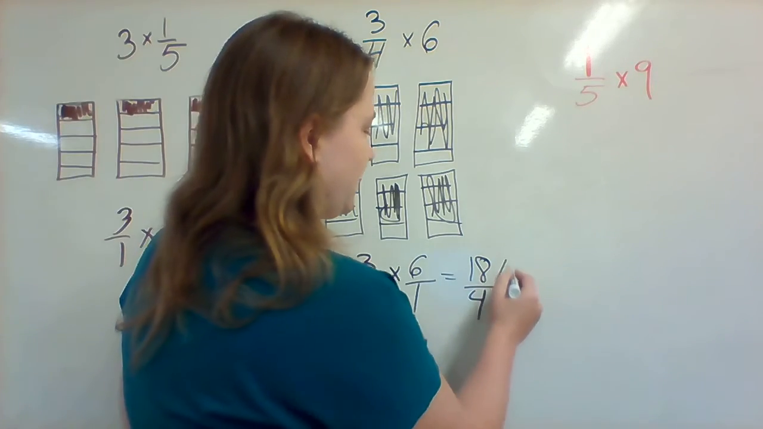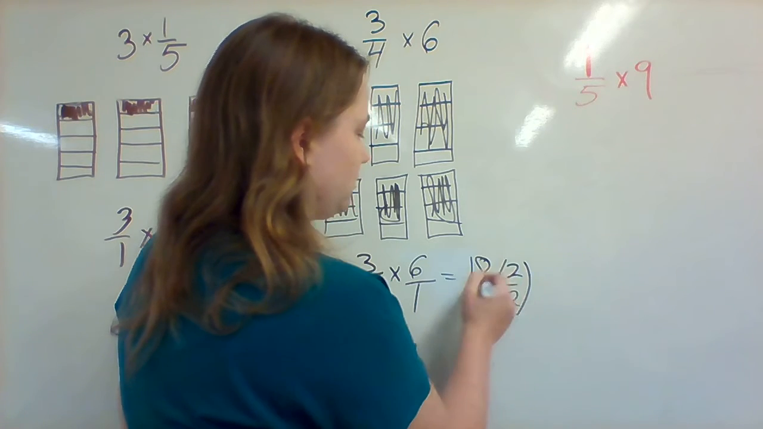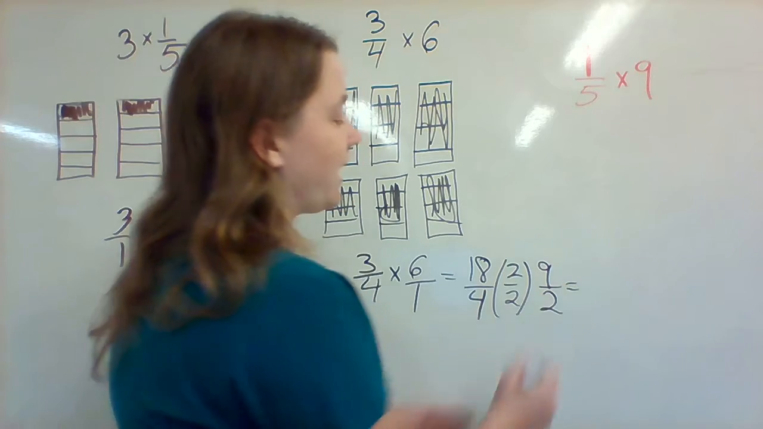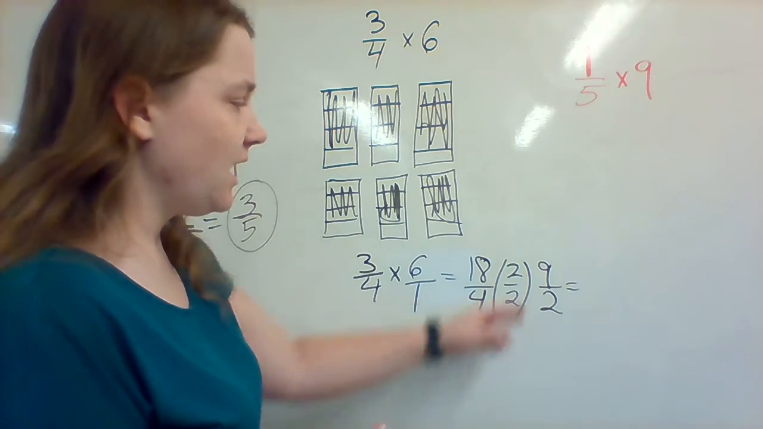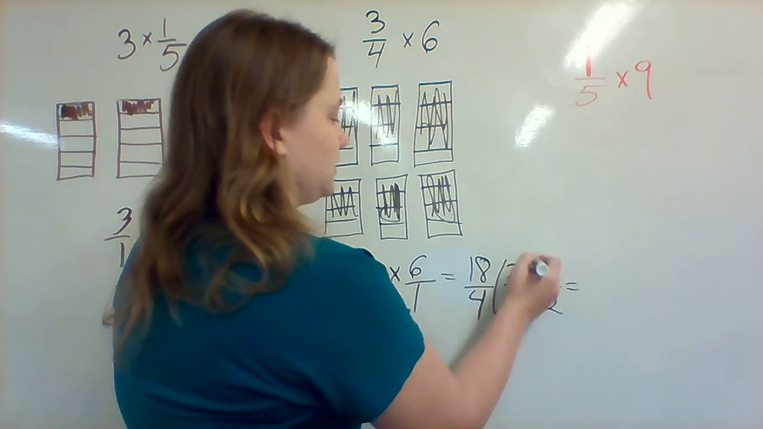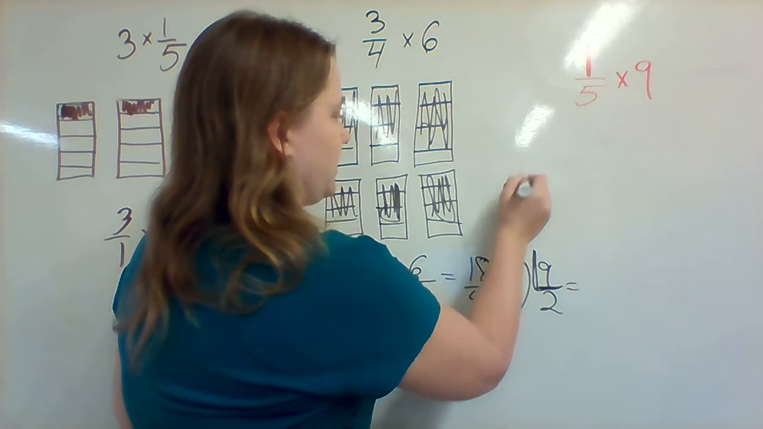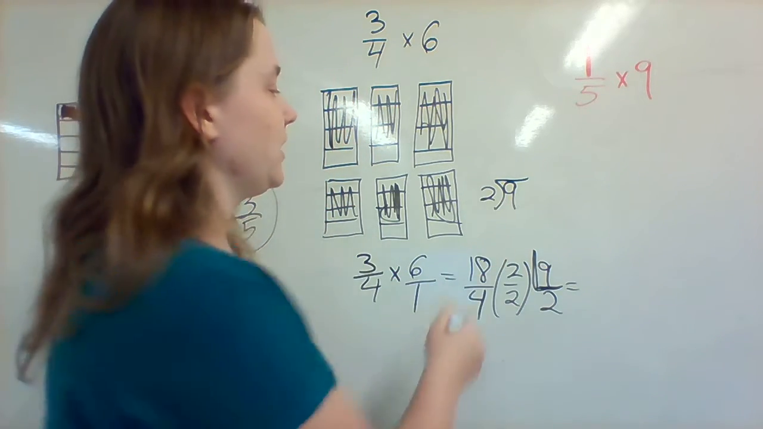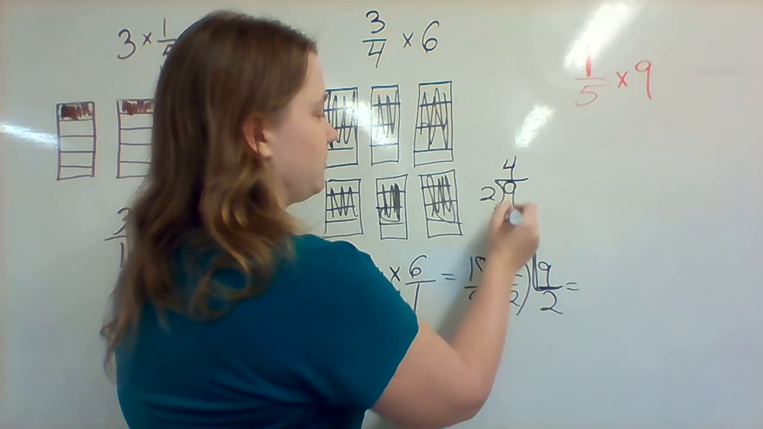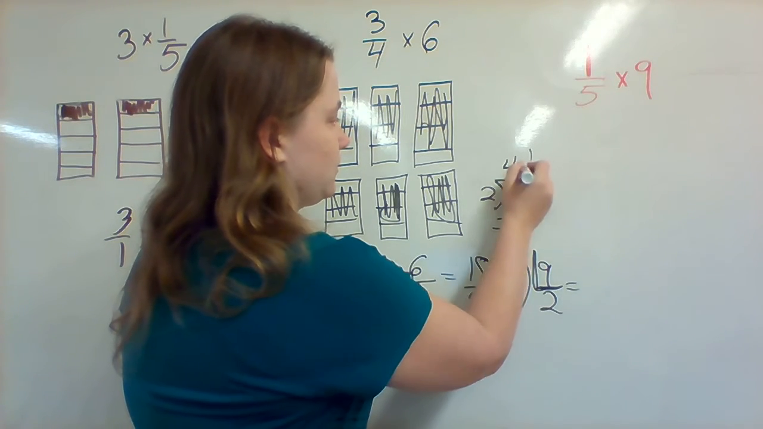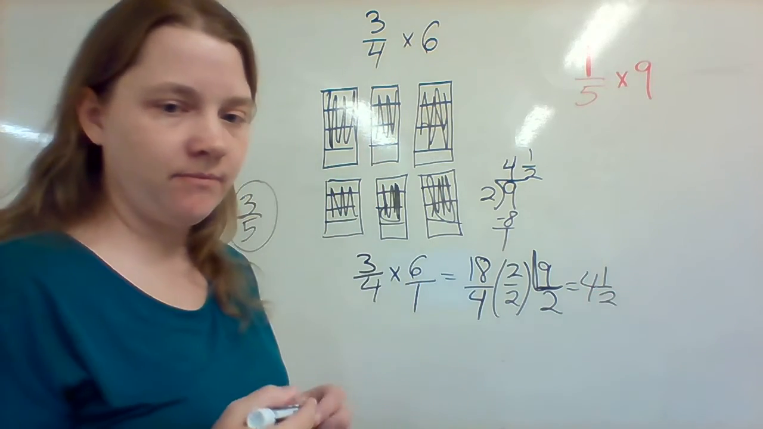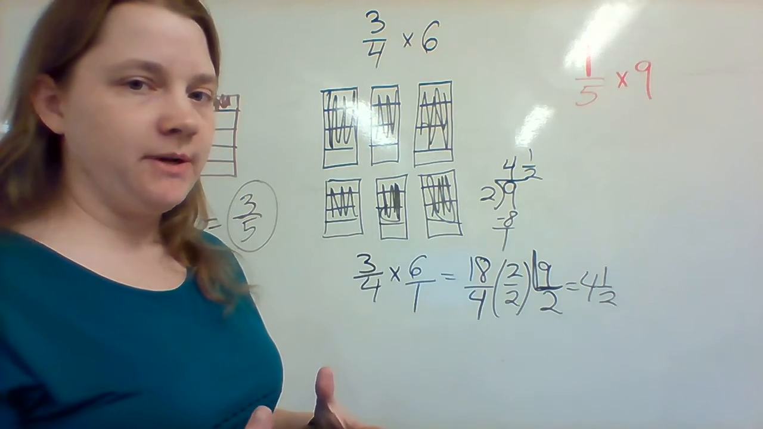I can simplify that, divide by 2 over 2. 18 divided by 2 is 9, 4 divided by 2 is 2, 9 over 2. I have to make the L and divide there, so here's the L, and then I have 9 over 2. Because the 9 is on top and that's a bigger number, 2 goes into 9 4 times, so my final answer is going to be 4 and 1 half. That's one way to do it.